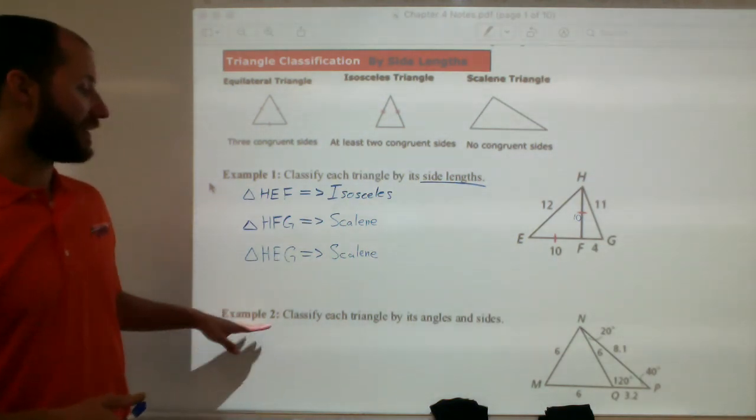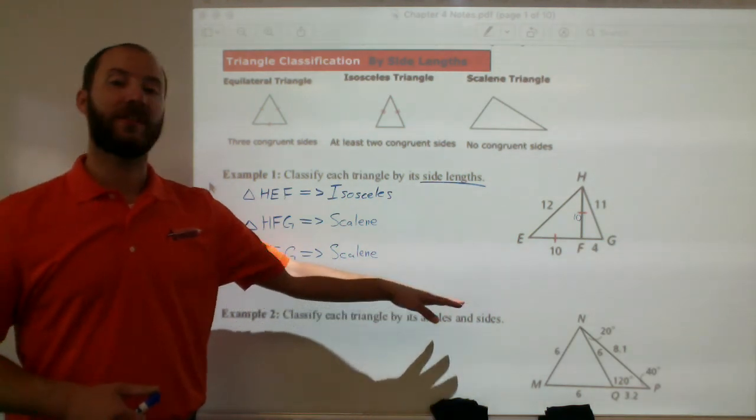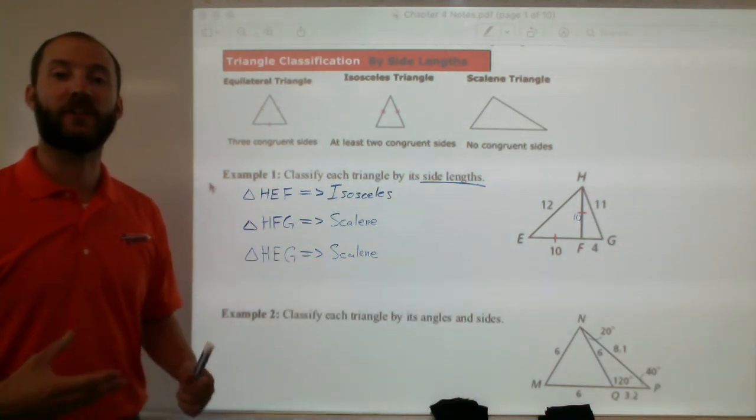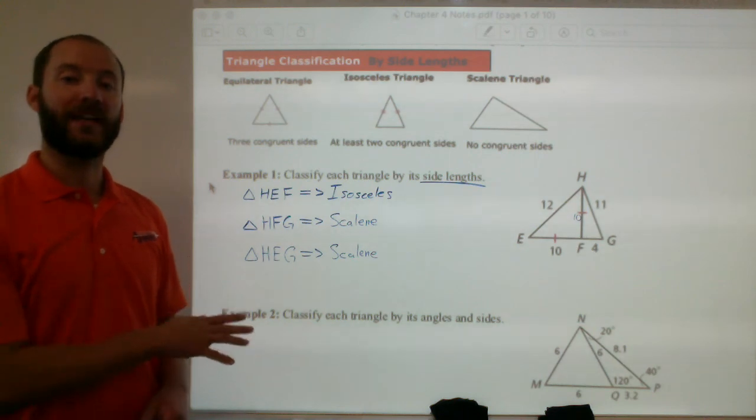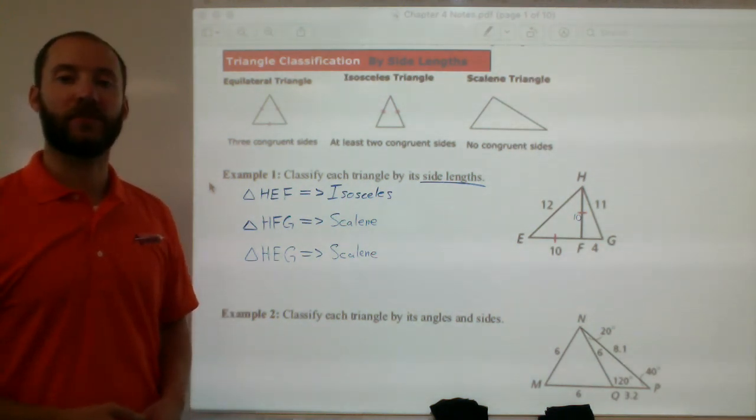Example 2, classify each triangle by its angles and its sides. So we want 2 classifications there. So take a look at example 2 and then check my completed notes online.